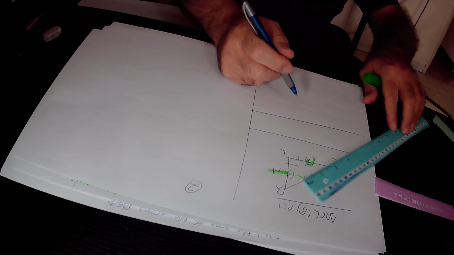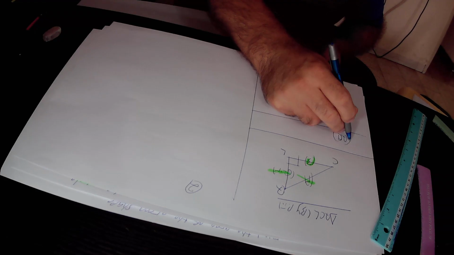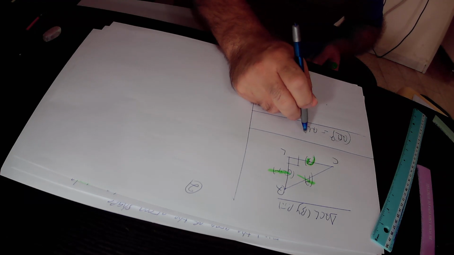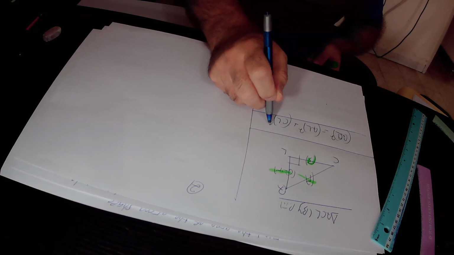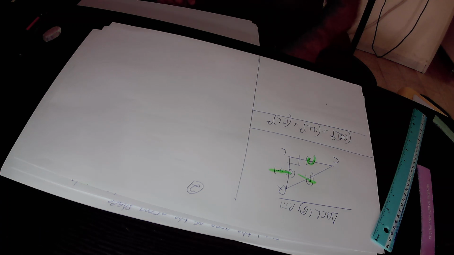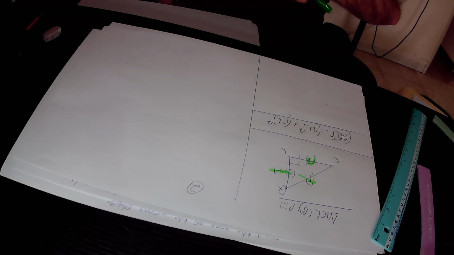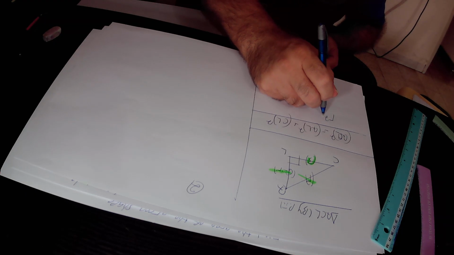So QC squared, that is the square of the hypotenuse, equals QL squared plus CL squared. The hypotenuse QC is the radius, so QC equals R, of course. Therefore, QC squared is R squared.